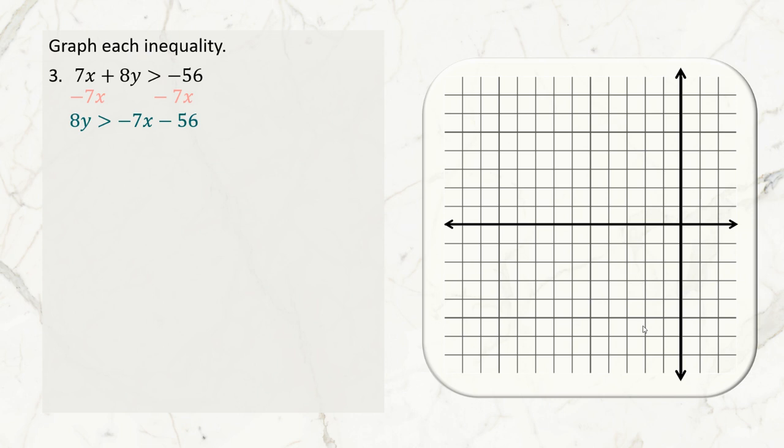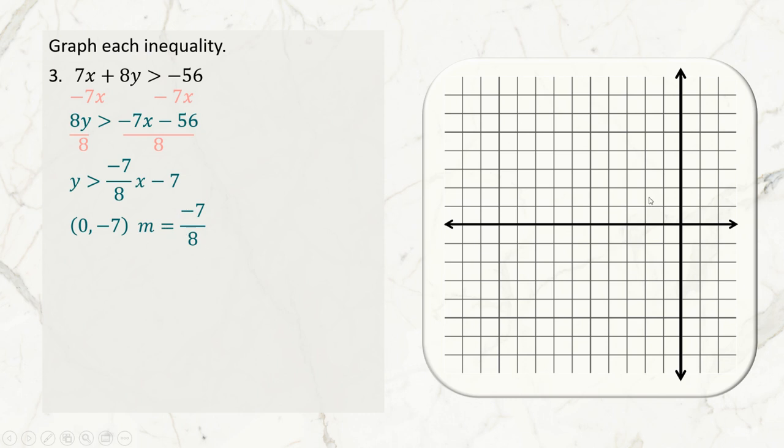Now my last step here to get it in slope-intercept form is to divide by the number in front of y. My number in front of y is 8. So we're going to divide both sides by 8. I'm going to get y is greater than negative 7/8 x minus 7. So again, we have our slope now, negative 7/8, and our y-intercept, negative 7. Let's write them out. 0, comma, negative 7 is my y-intercept, and my slope is negative 7/8.